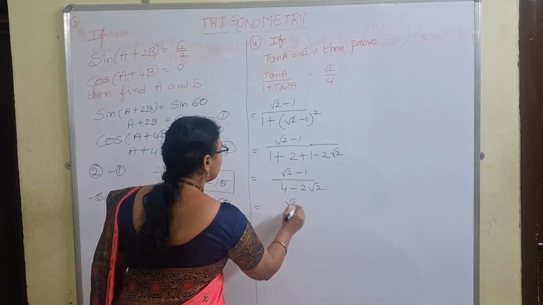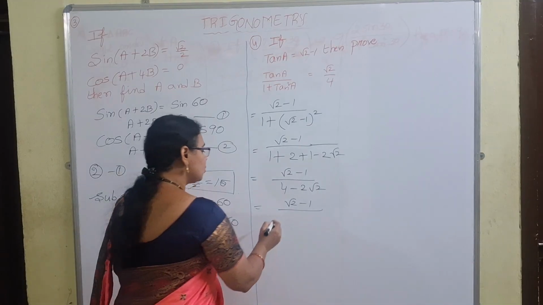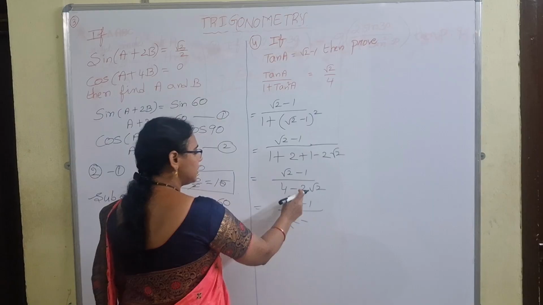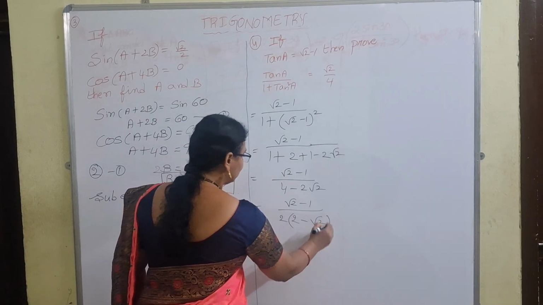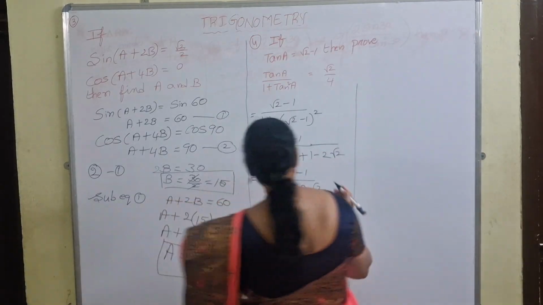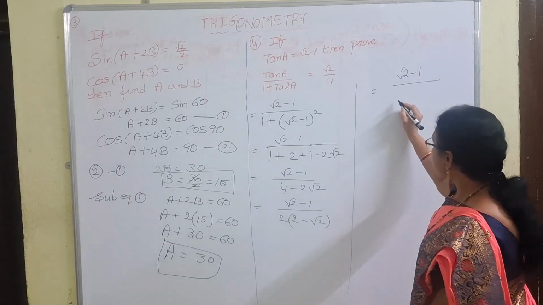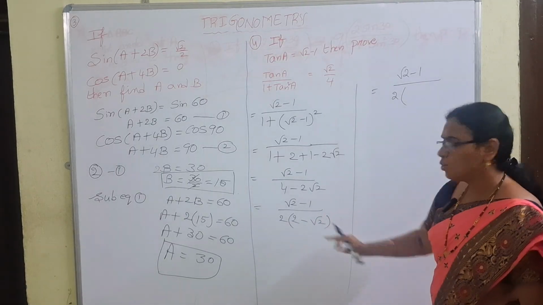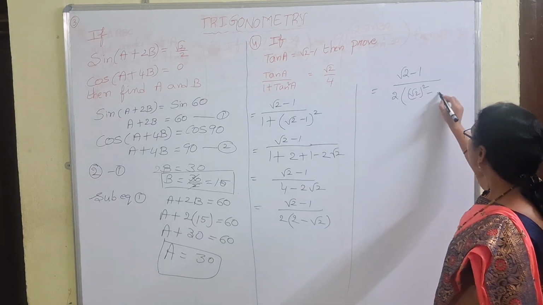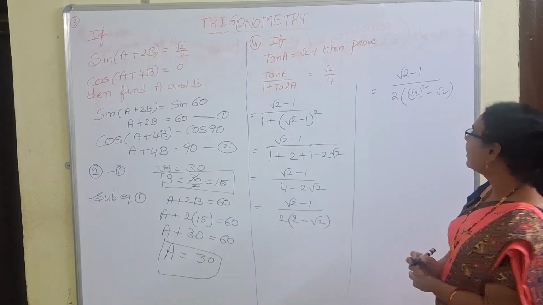But did you observe any common thing? Yes, this 4 and this 2 have the 2 table. So I am taking 2 as common. How many times 2 will you get 4? 2 times. Here 2 is the common thing, so root 2 minus 1 is the numerator as it is, and in the denominator 2. Can I write 2 as root 2 square? Yes, we can. Minus root 2. Why did I write 2 as root 2 square? I want to take root 2 as a common thing.